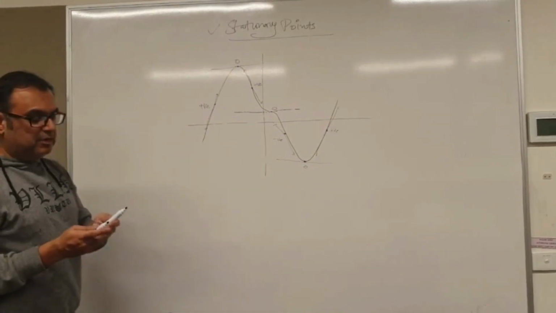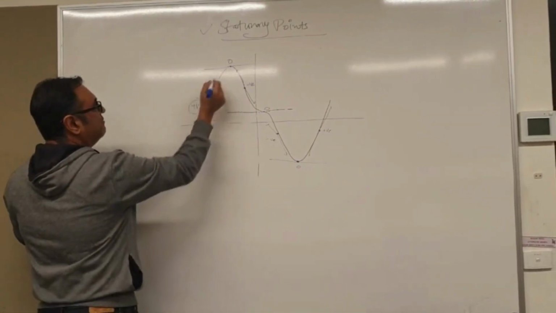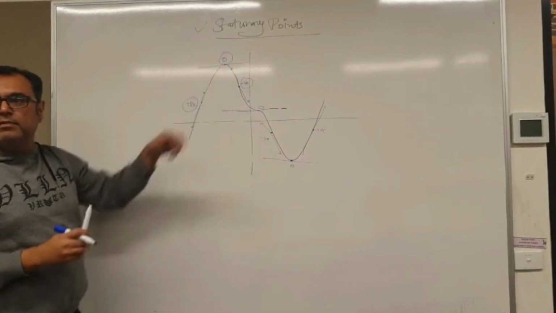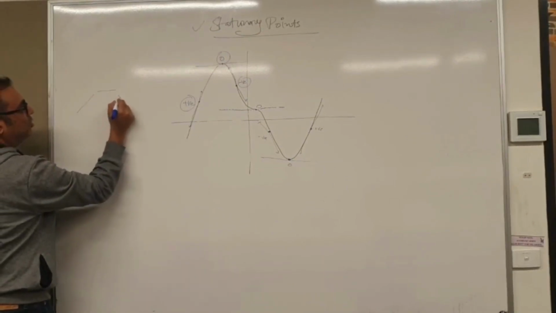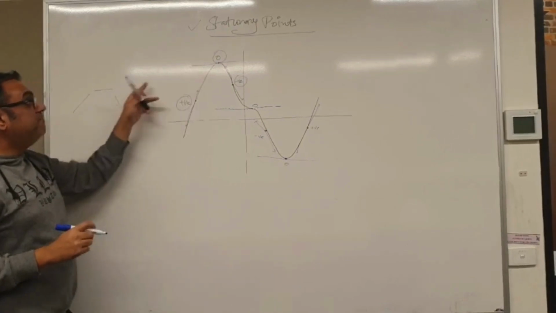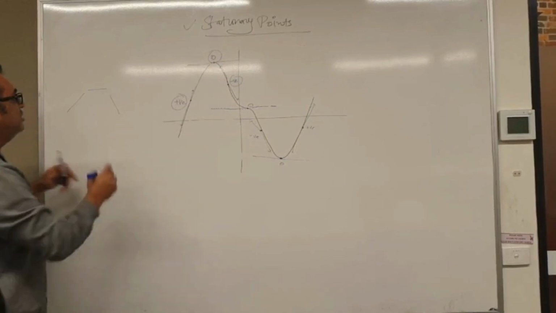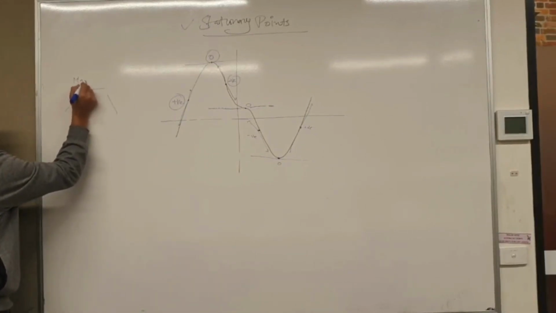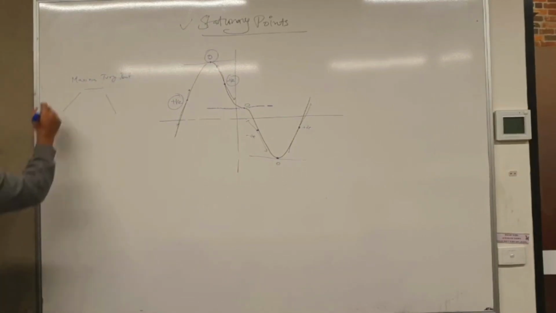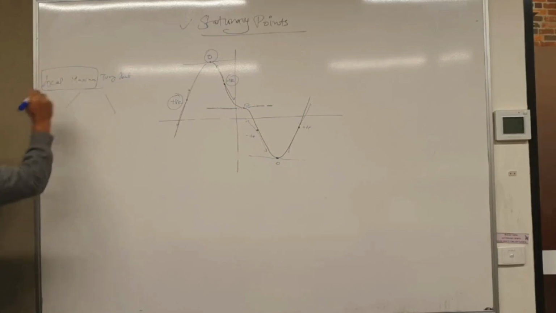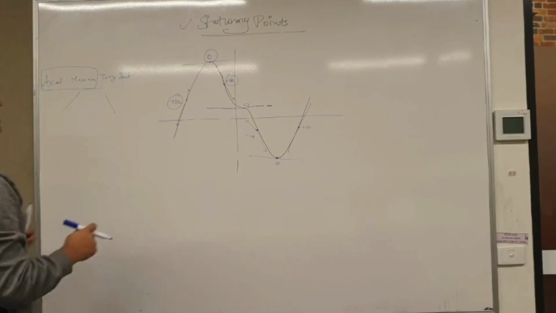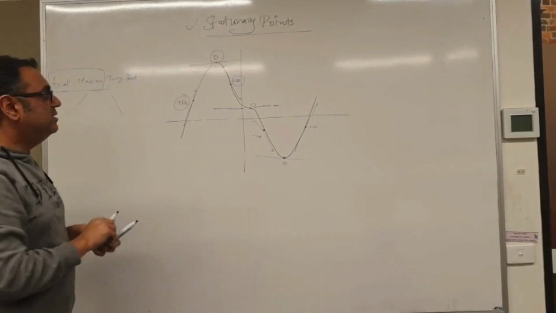These points, now just see a pattern quickly. Positive, 0, negative. It changed the sign. Positive, 0, negative. So when you see this kind of a pattern of the gradient for the tangent, you call it a maximum turning point, or shall I say local maximum. Make sense?